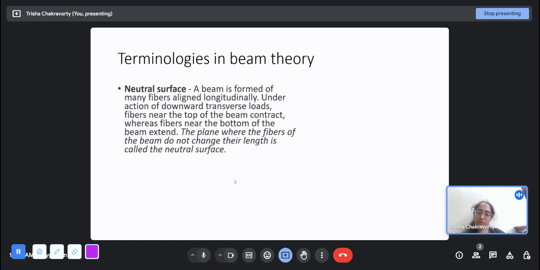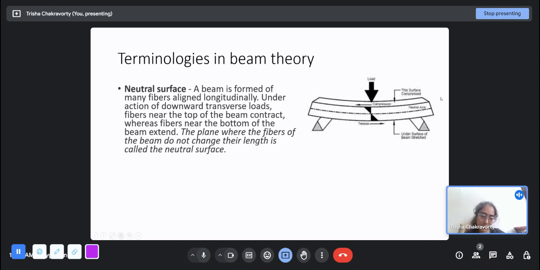So, neutral surface: a beam is formed of many fibers aligned longitudinally, meaning along the axis. Under the action of a transverse load, and in a beam we expect transverse load, not axial load, the fibers near the top of the beam contract. If it bends like this, the fibers near the top will shorten, under compression, and the fibers near the bottom are under tension.